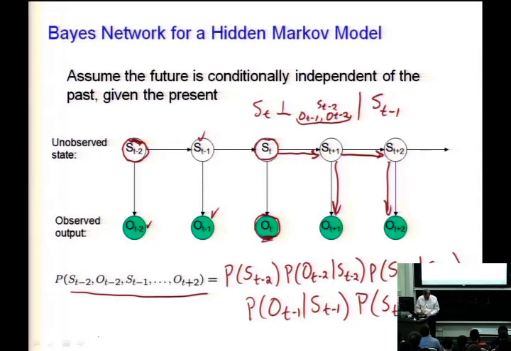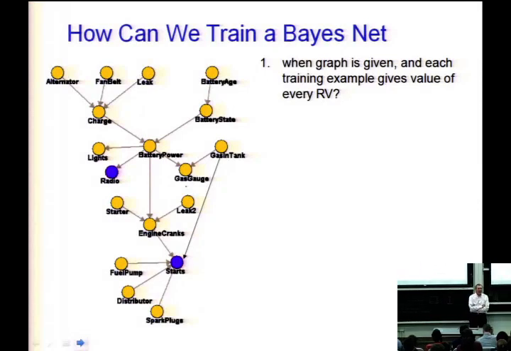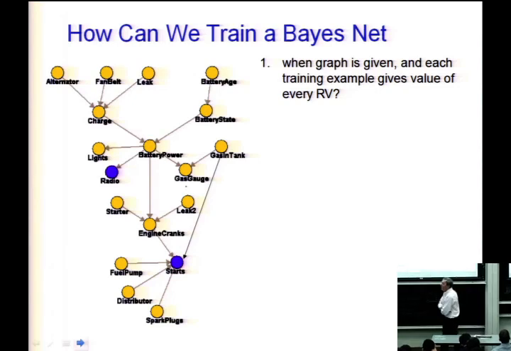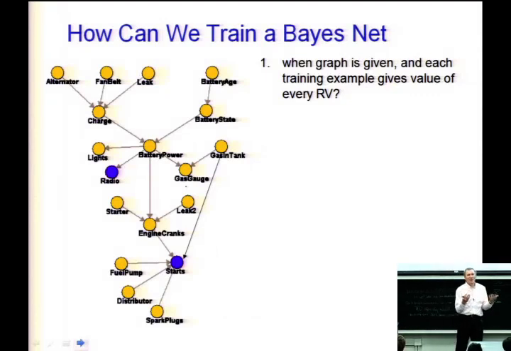But for now, let's ask the much simpler question. Suppose in general you have a Bayes net and you want to train it. Now what does it mean to train it? It can mean a number of different things. In fact, roughly speaking, there are 4 different learning problems that people consider for Bayes nets.